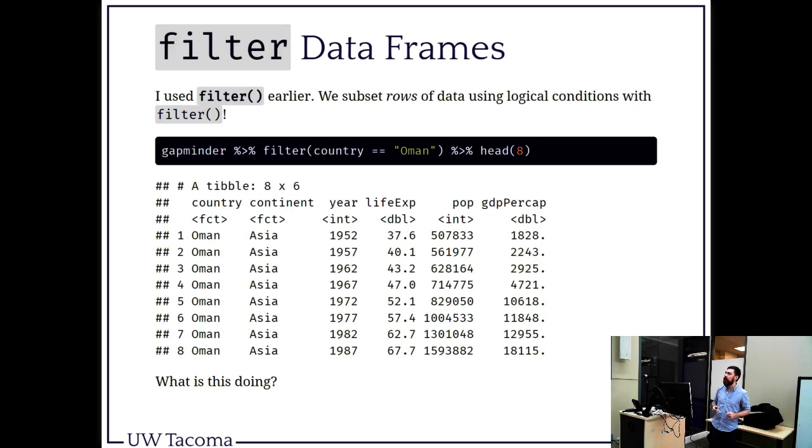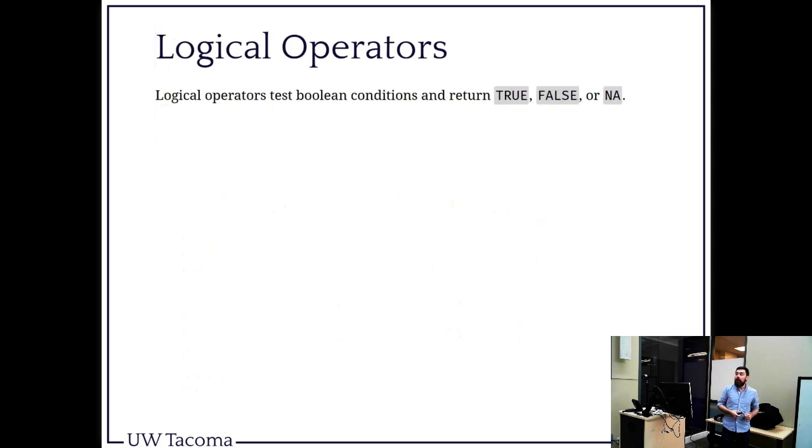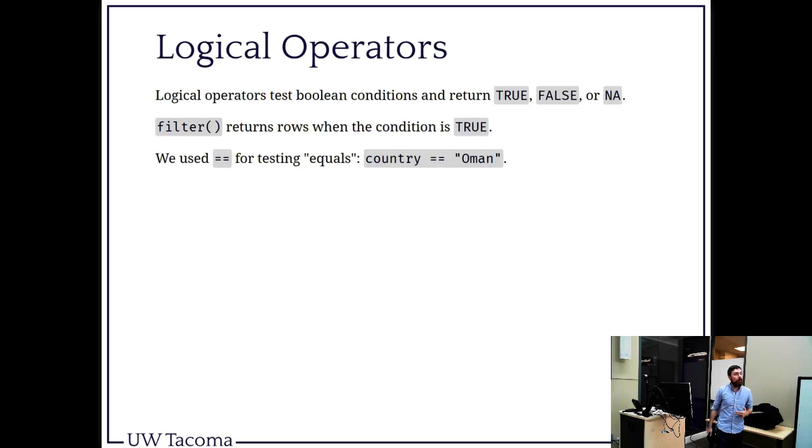Is everyone familiar with what's going on with that country equals? Okay, it's a logical expression. Logical operators will test some kind of Boolean condition, and they will return a true, a false, or an NA. The way filter works is you put some condition up in filter. Anytime that condition is true for a row, it keeps that row. Anytime it is false, it drops it. If it checks and gets an NA, it will yell at you, usually.